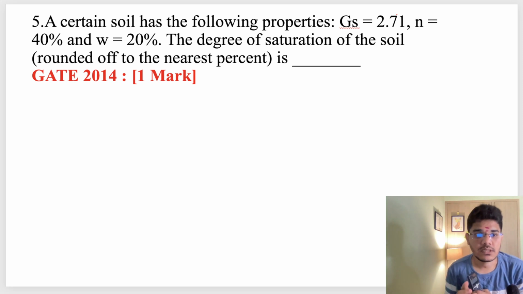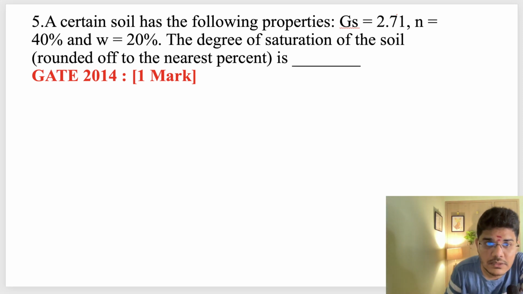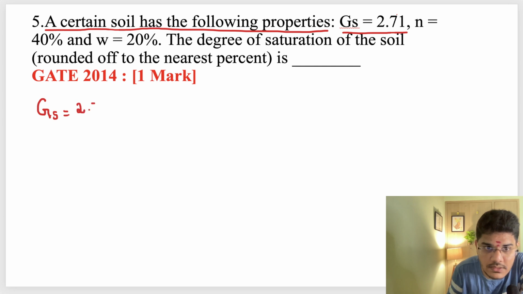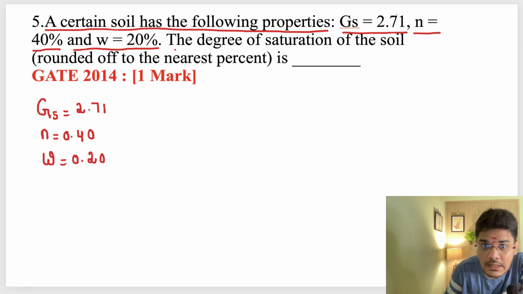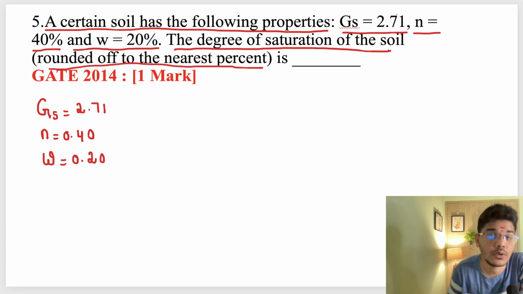So this is also a very, very simple question. Okay, let us read the question. A certain soil has the following properties. Gs is equal to 2.71. So specific gravity he has given, 2.71, and porosity he has given. Porosity, how much has he given? 0.40. And also water content is equal to 20%, water content is equal to 0.20. The degree of saturation of the sample, round off to the nearest percentage. So that means we have to write in percentage.